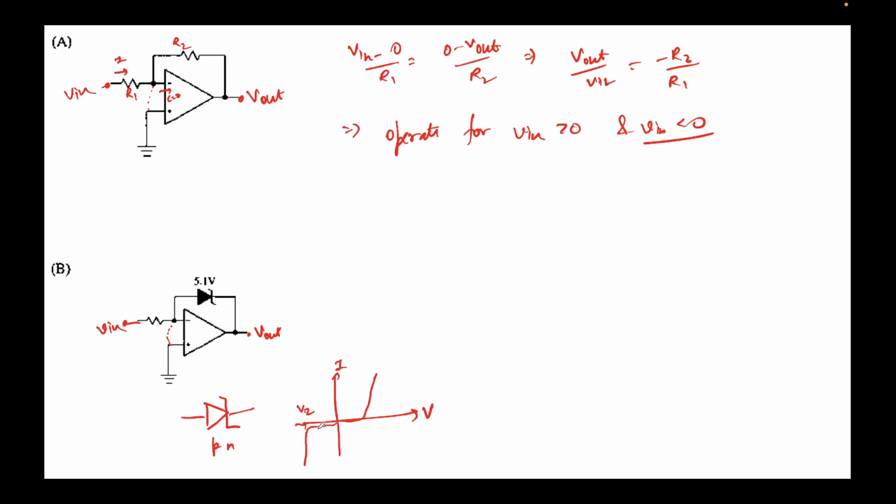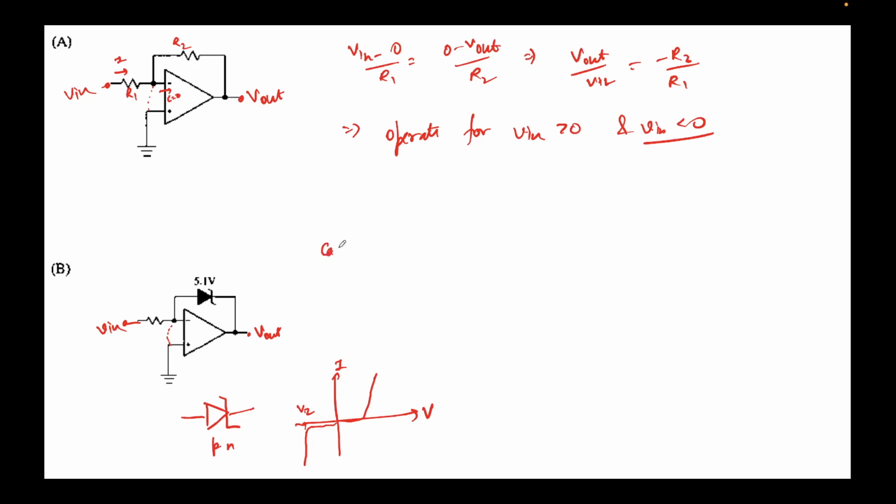By the way, this reverse saturation leakage is maybe nanoamps or even lesser, right? So a Zener diode can function in the first quadrant as well as the third. It can support large amounts of current in the first quadrant as well as the third quadrant. So now we'll try to analyze this problem.